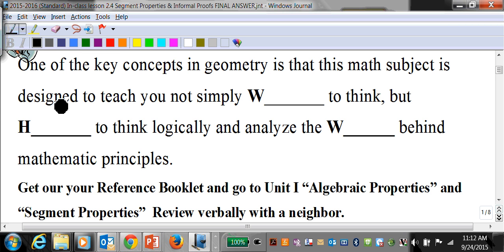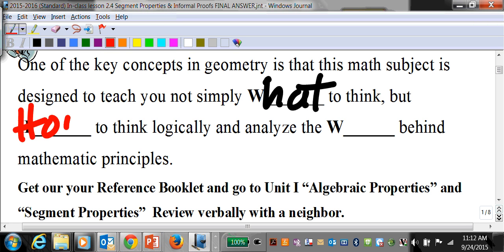Okay. No, the preview notes I record individually, but I also record. So one of the key concepts is that this math subject is about what to think. That's all your classes. What is 2 plus 2? Of whatever. What is the value of x? But we also address how to get your answer. Most importantly, why, the why behind mathematical principles. That's what's going to make today very, very different, because guess what?